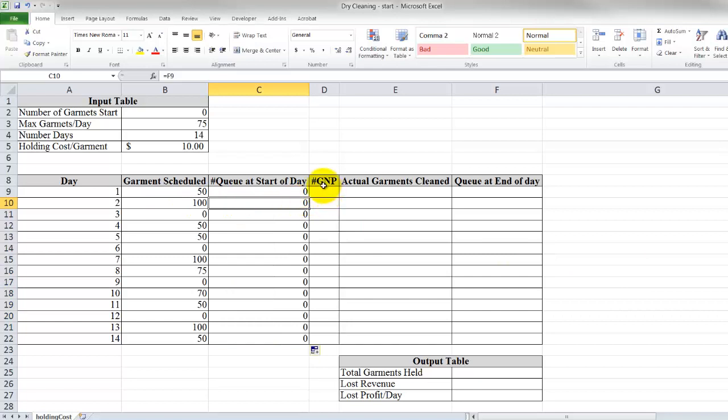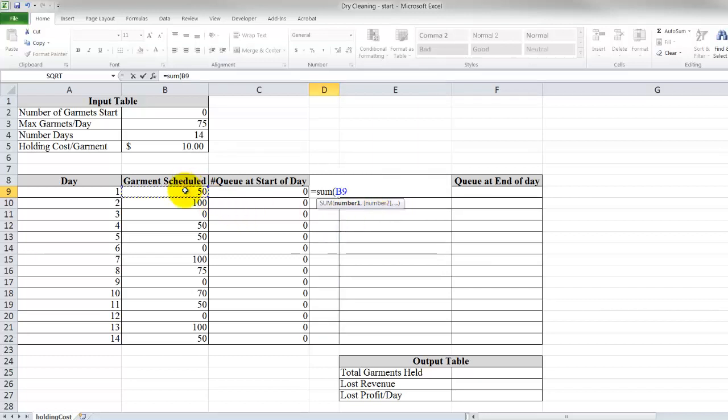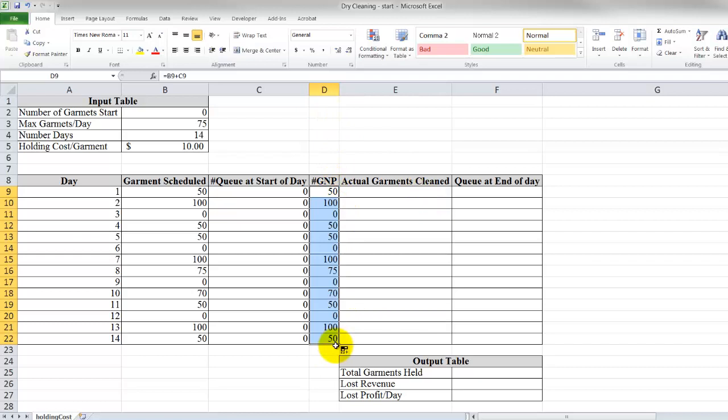Okay, in terms of the garments being processed, this is actually the needed column. This is going to be a sum of the scheduled, so we have 50 scheduled for day 1, plus any Q at the start. We can do this with the sum or the plus sign. Let's just keep it easy and do this style. So B9 plus C9. And this will be the formula for all the remaining cells.